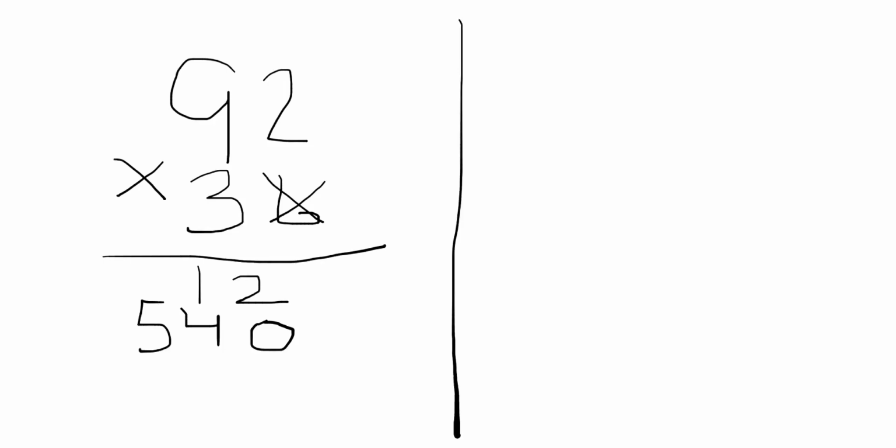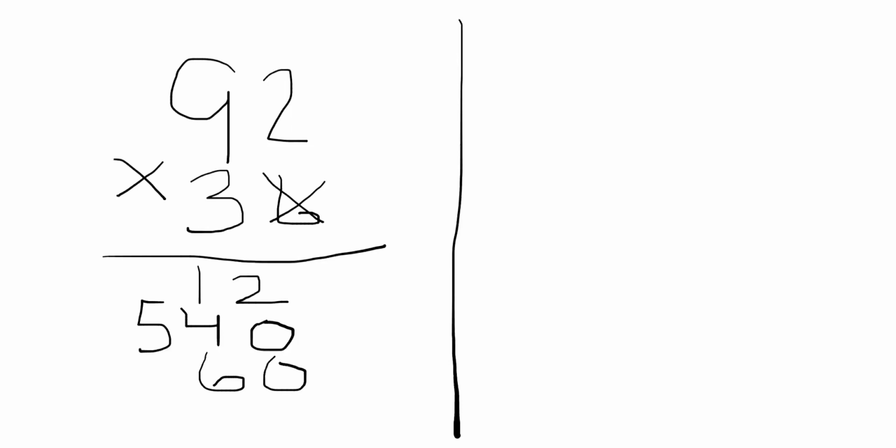So we're going to start by using the ones on the top number. We're going to do 2 groups of 30. So 2 times 30. 2 times 3 equals 6. And then I'm going to go ahead and add that 0. So 2 times 30 would equal 60.